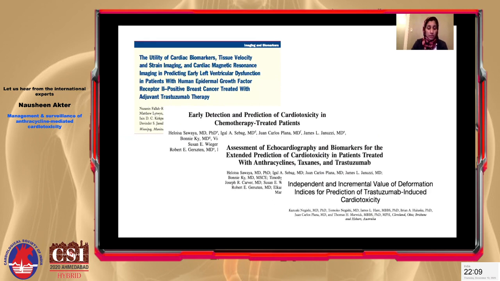These were the four main papers published between 2011 and 2013, which demonstrate the prognostic utility of global longitudinal strain in the detection of cancer therapeutic-related cardiac dysfunction, and were used as the backbone for the current American Society of Echocardiography expert consensus statement. Of note, all of these papers were done in HER2-positive breast cancer patients who received serial treatment with anthracycline followed by trastuzumab.